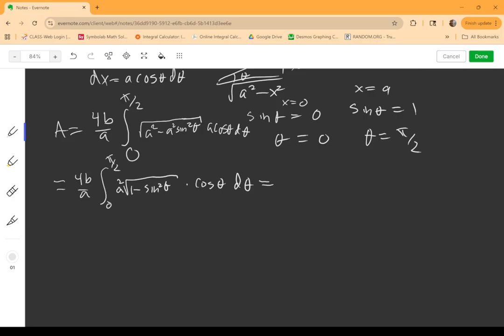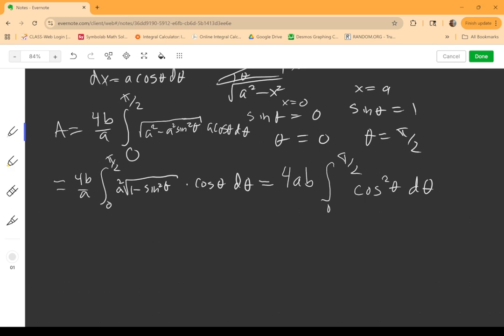Here, I'm going to again factor out that a squared. One of the factors reduces with this a here, so we get 4ab from 0 to pi over 2. Inside the root is cosine squared. Take the root of that as cosine times another cosine. We get cosine squared theta d theta. Okay, and now it comes down to solving this integral.